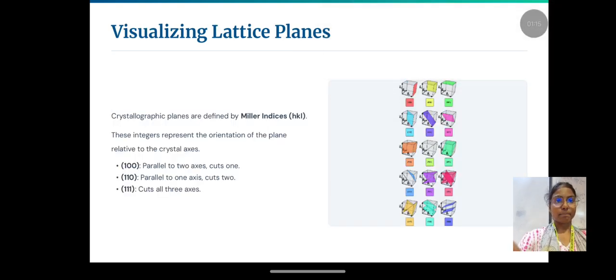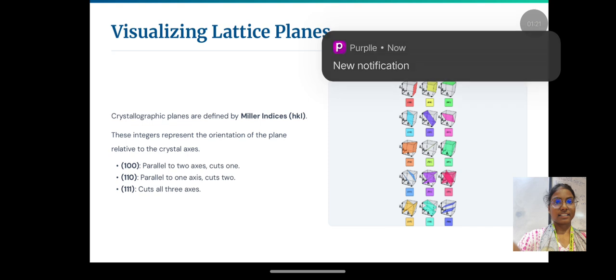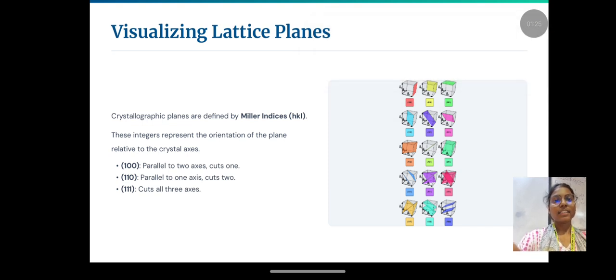Visualizing lattice planes. Crystallographic planes are defined by Miller indices (hkl). These indices represent the orientation of the plane relative to the crystal axes. A plane parallel to two axes cuts one axis, parallel to one axis cuts two axes, and otherwise it cuts all three axes.